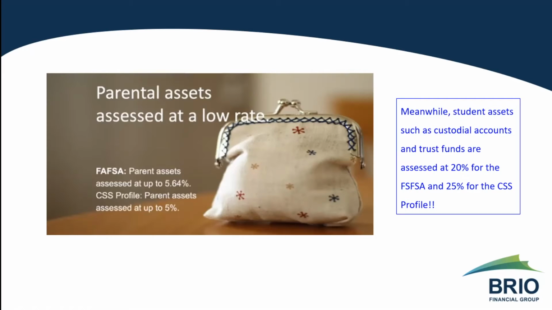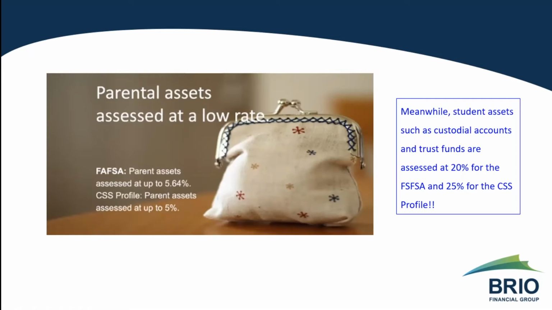So the FAFSA and the CSS Profile don't really assume that you're going to be spending all of your money on college, although it feels like that's what happens. If you look at your custodial accounts though, if you look at your kids' money, they do expect them to spend quite a bit of their own assets on college. And you can see off to the side here, with the FAFSA, it's 20%, and with the CSS, it's 25%.